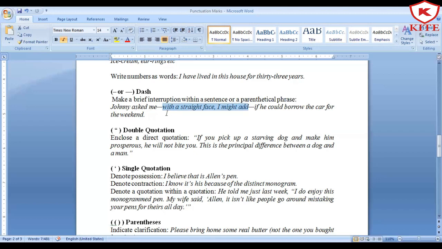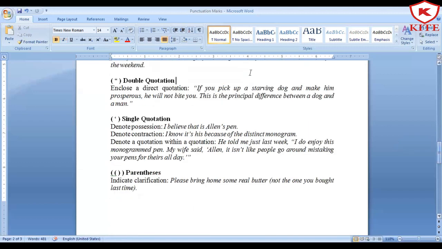So, how Johnny asked, if you want to tell that, you can add something more in between. But how can you add it? By putting a dash in the beginning and at the end of that parenthetical phrase. The same thing could be done with the help of comma also. Going to the next one, that is double quotation.